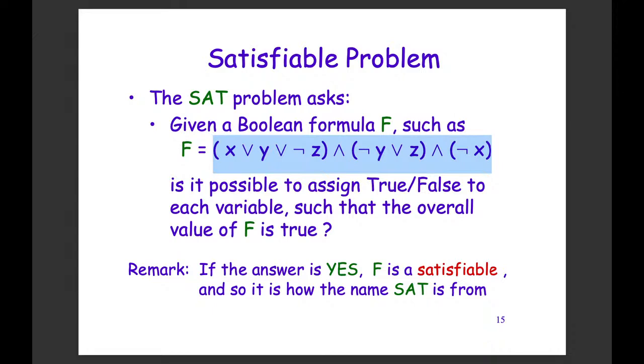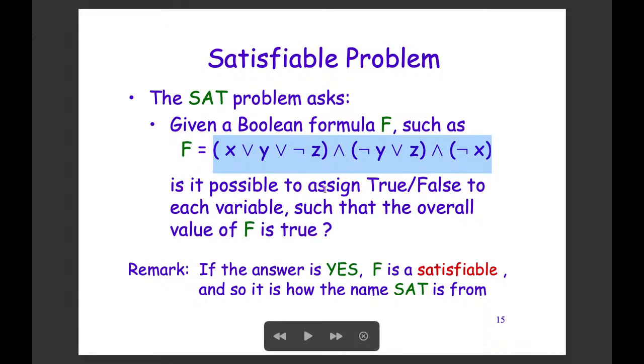If there is a way to do so, then this formula is called satisfiable. If for all the possible ways to assign true or false to this x, y, z, there is no way to make it true, then it is called an unsatisfiable formula. So the SAT problem is: I have a Boolean formula, and I want to check whether it is satisfiable or not.